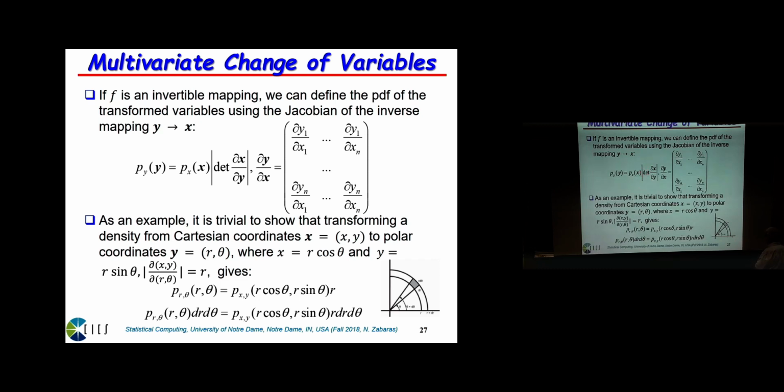And I give you another example that you should read. If somebody gives you the probability of x and y, where these are Cartesian coordinates, and you want to write the probability of r and theta in polar coordinates, the only thing you need to do is transform first. Put x equal r cosine theta and y equal r sine theta, and this is the determinant of the Jacobian there, which in this case comes to be equal to r.